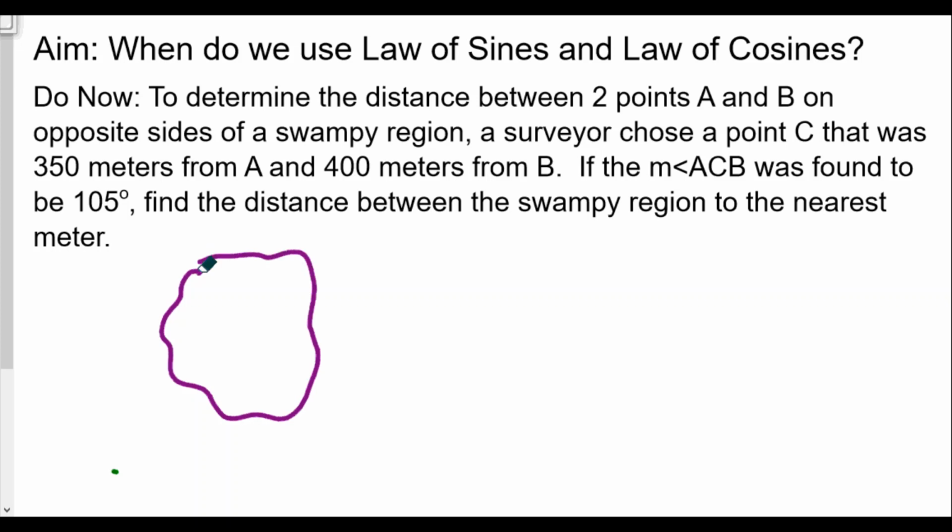Okay, and so we'll find in this case point A, and here's point B. And there's point C, somewhere over here. Okay, now we are told in this case that point C is going to be 350 meters away from A. And point C is about 400 meters from point B.